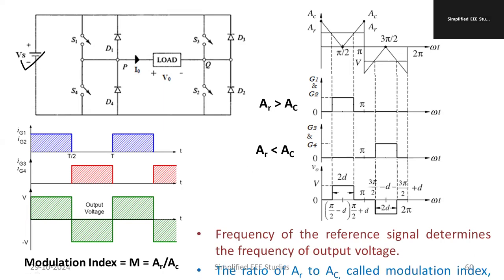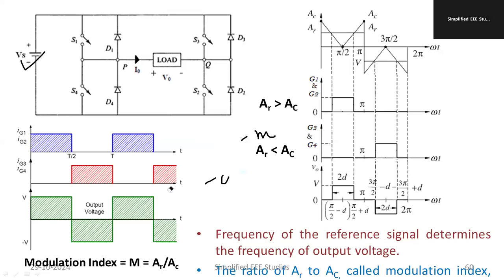If you want to change the amplitude, you have to adjust AC. AC means carrier signal. The ratio of AR to AC is known as modulation index. There is one formula. Whenever a numerical example or design comes, you need to use the formula AR upon AC, that is known as M, where M is nothing but modulation index.